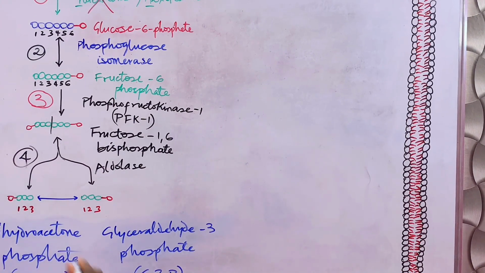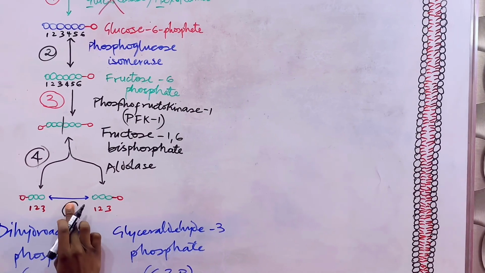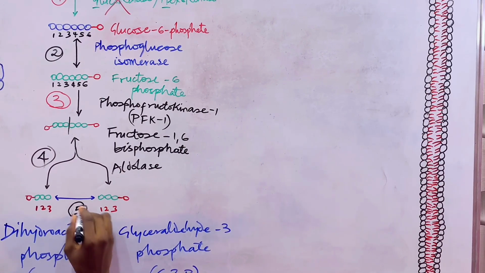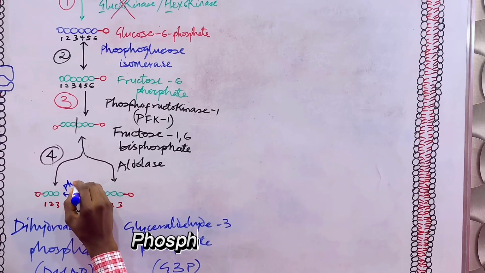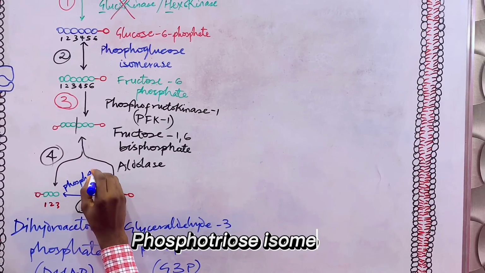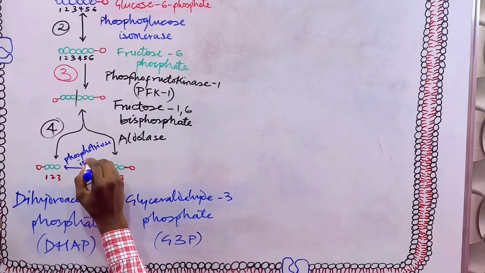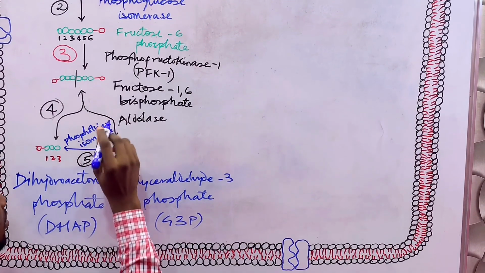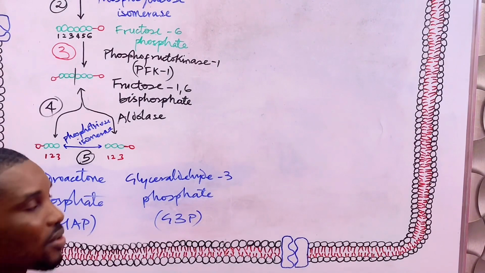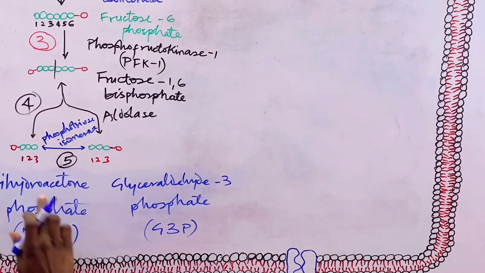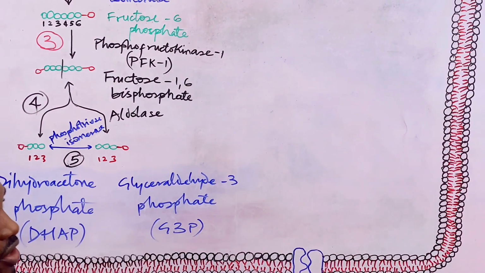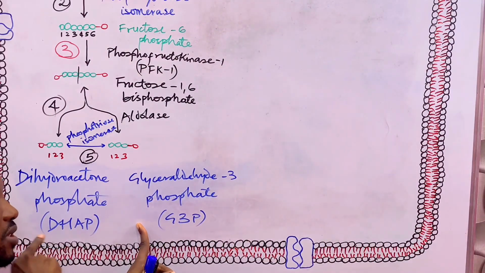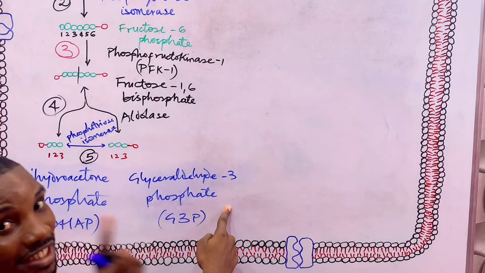So let me use my black over here. This is reaction 5, rather. And what are we going to call this enzyme? Phosphotriose isomerase. So that's the enzyme PTI, phosphotriose isomerase, which converts dihydroxyacetone phosphate to glyceraldehyde 3-phosphate. Since it's a reversible reaction, it can go either way, but the reaction favors the forward direction to glyceraldehyde 3-phosphate.